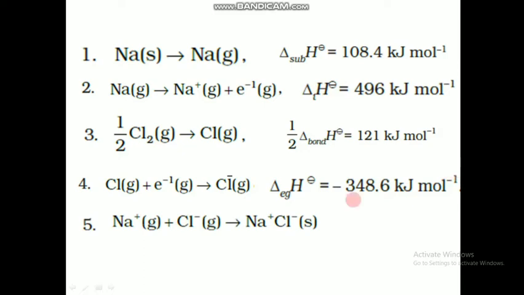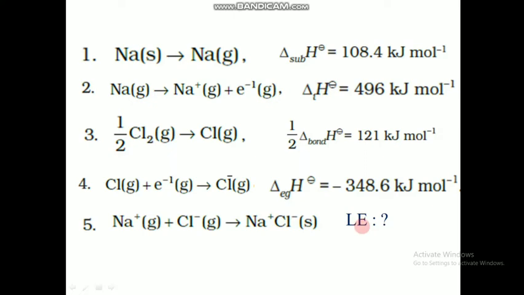The next process is Na plus Cl minus. Cl minus is ready in the gaseous form and sodium was already ready in this process. Both of them combine to form Na plus Cl minus solid. That is the process where we have the lattice enthalpy. So finally we are getting the lattice enthalpy here. The sodium and chlorine ions in gaseous form combine to form the Na plus Cl minus lattice. That is the lattice enthalpy.